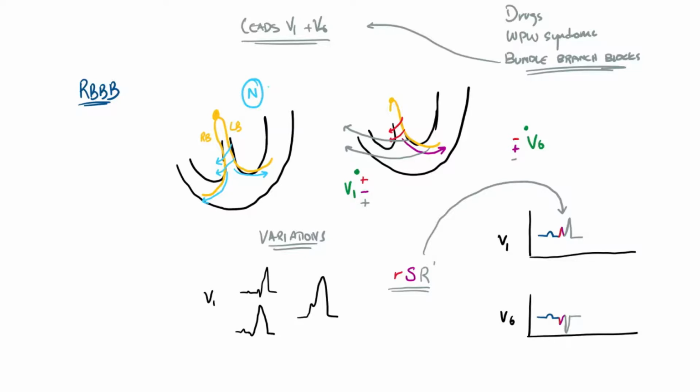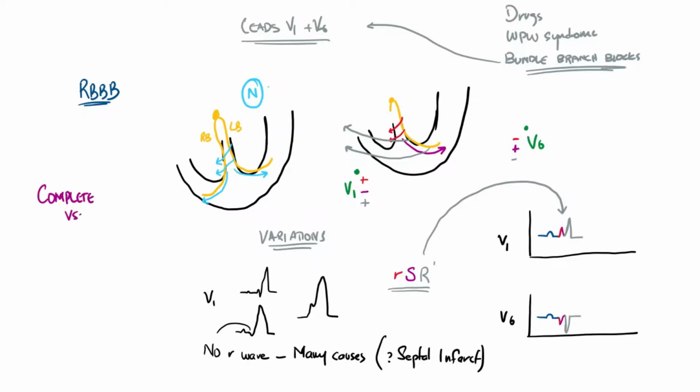So let's ask a question. Why is there no septal R wave in this variation of a right bundle branch block? Well, there could be many reasons, but here, for instance, I saw an ECG which didn't have a septal R wave, and I was told by a cardiologist that it's possible that that patient may have had a septal infarct, so you don't have the current spreading through that area. So it's very important to remember that there are variations of this, and you might sometimes even see the notch.